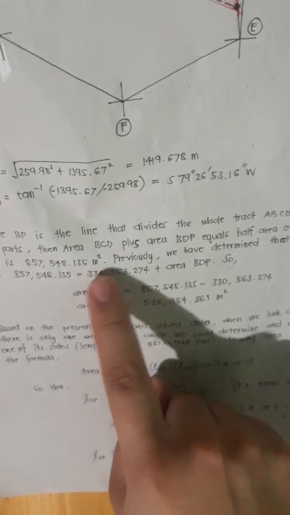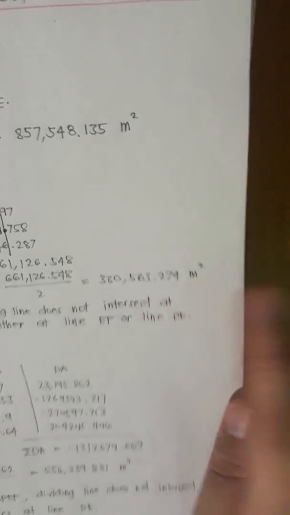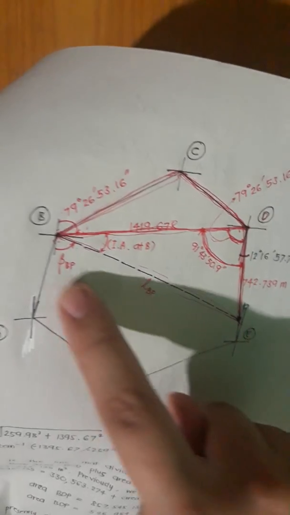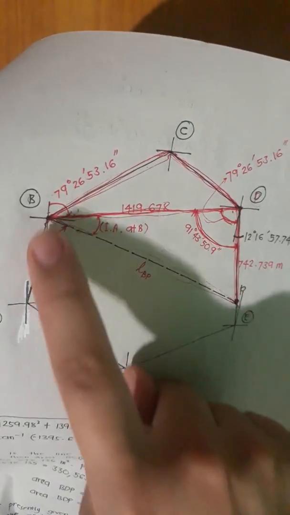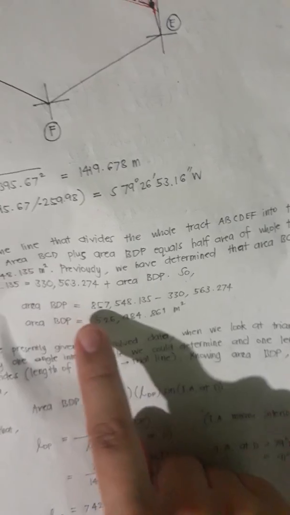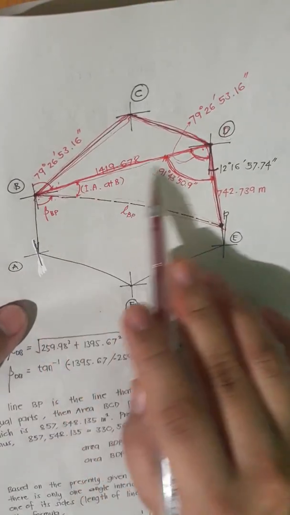Okay, that would be equal to the area of BCD, which we already solved, and is equal to 330,563.274. So you have the area of BCDP minus the area BCD is equal to the area BDP. Therefore, area BDP is equal to 526,984.861. So we already have the area for this triangle.